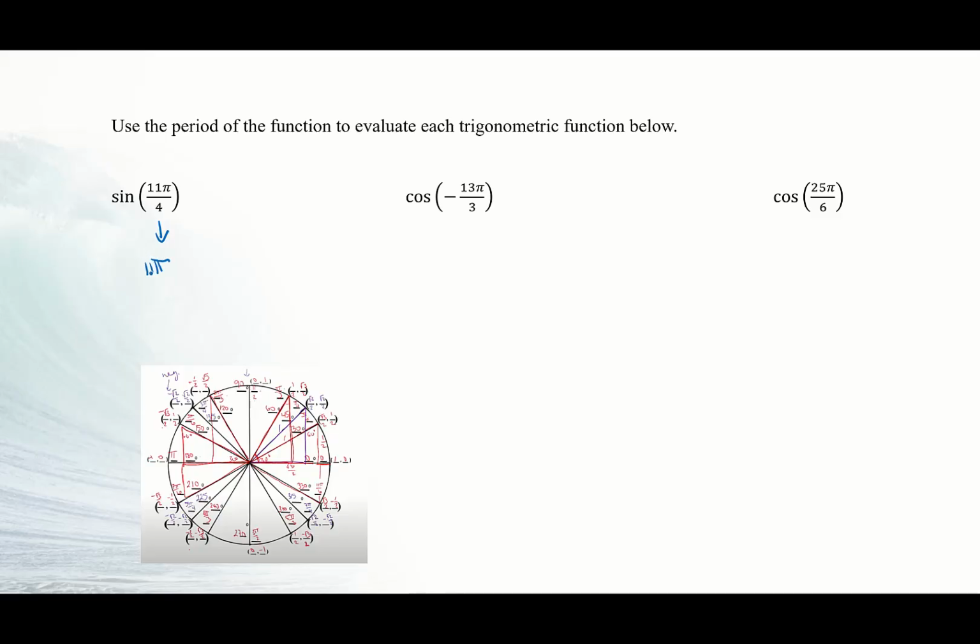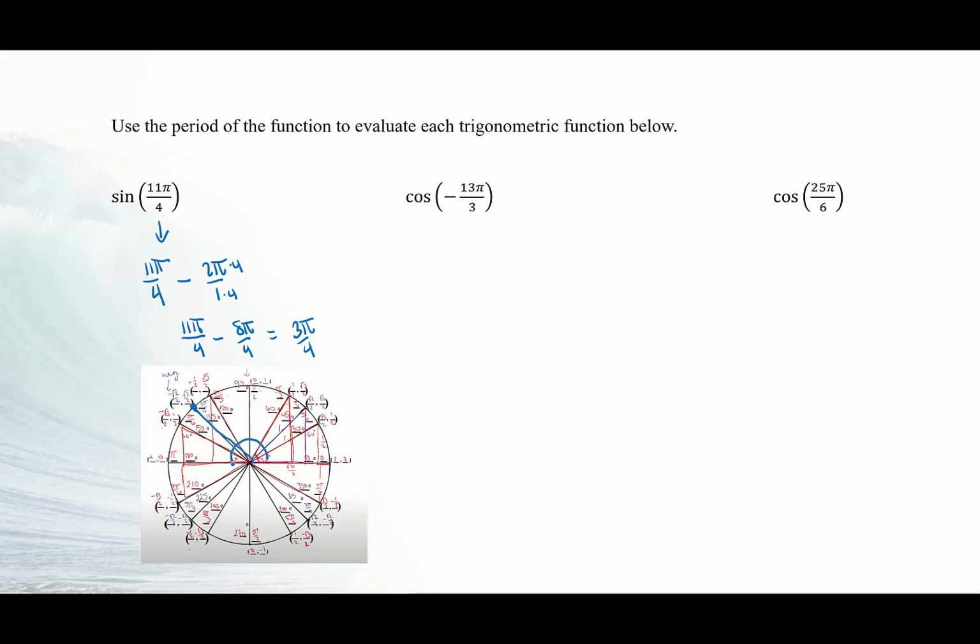And when I subtract 2 pi, because 11 pi over 4 is a fraction, I know that I need 2 pi to also be a fraction with denominator 4. So I need to multiply it by 4 over 4. Now what I have is 11 pi over 4 minus 8 pi over 4. And now I know that 11 pi over 4 is coterminal with 3 pi over 4. And 3 pi over 4 is going to be right here, right? We see it right here.